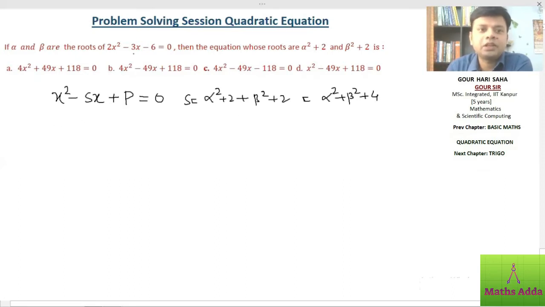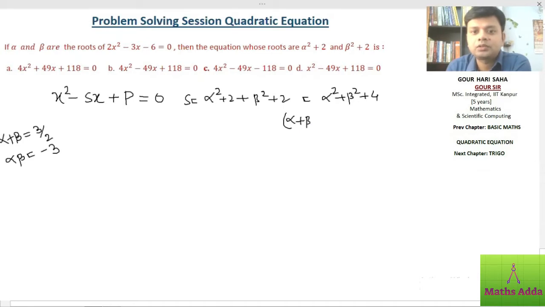Now do we know alpha plus beta? That is 3 by 2. So alpha plus beta is equal to 3 by 2. Alpha beta is equal to what? C by a, minus 6 by 2, that is minus 3. Now this is what? This is alpha plus beta whole square minus 2 alpha beta plus 4. So this will be equal to 9 by 4 minus 3 into 2, that is 6, plus 4, that is equal to 49 by 4, right? So the sum of roots is 49 by 4.